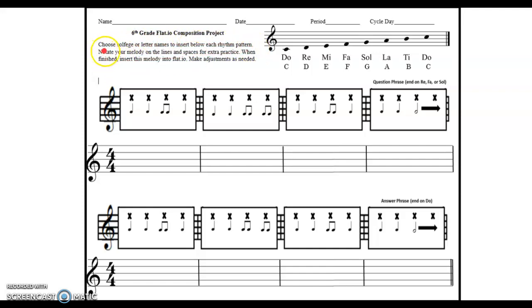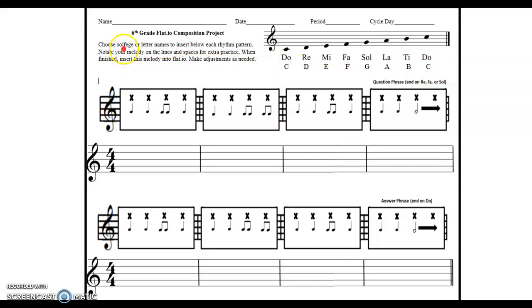Let's read them together. Choose solfege or letter names to insert below each rhythm pattern. Look over here. Here I have an example of all of the solfeges that you could use. Do, re, mi, fa, so, la, ti, do. Underneath them, I wrote in the names of the letters that correspond with do, re, mi, and so on in our unit. See how do gets the letter name C? Because on the piano, that's the pitch that we play for do in this unit. So C, D, E, F, G, A, B, C.